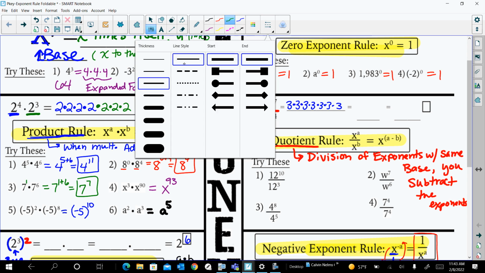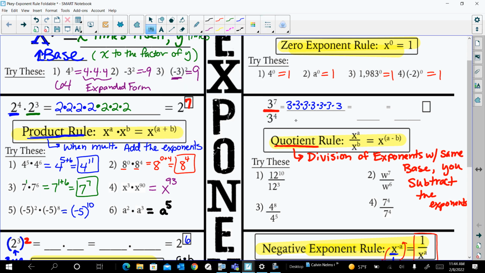Then I'm going to do the same thing for the denominator. 3 to the 4th power means 3 times 3 times 3 times 3. So that's 4 times I'm using 3. So I need you to write that. And this is how the quotient works.